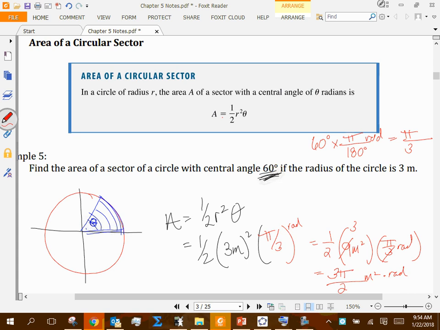Now, think about this. We're looking for the area of something, right? The area has always been feet squared, inches squared, centimeters squared, miles squared, meters squared. Never had radians attached to it, right? So that radians is a dimensionless unit, so it's not essential to our answer. And we just get rid of it. 3 pi over 2 meters squared would be the area of that sector. Is that all right? Okay.